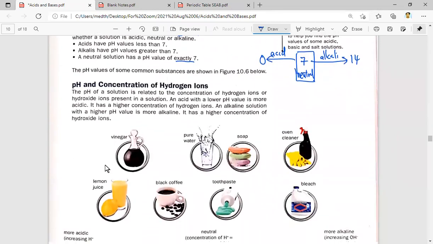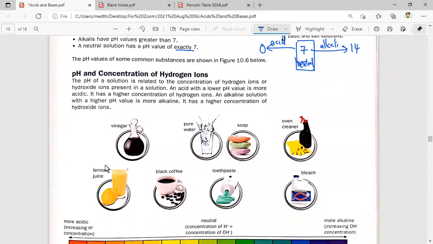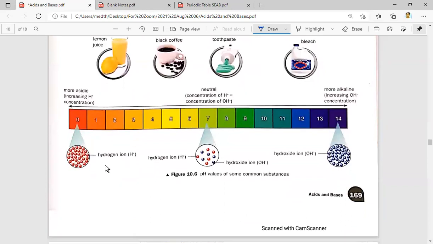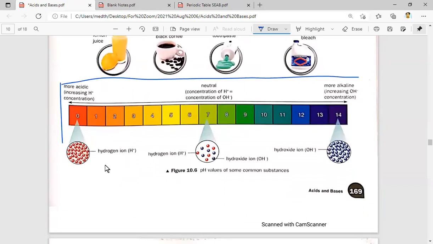Okay? So the pH of a solution is actually related to the concentration of hydrogen ions and hydroxide ions present in solution. Just need to know that. Okay, that's all you need to know. A lot of this further explanation is really for you to understand better. Okay, now, but this part here, I want you to take note.